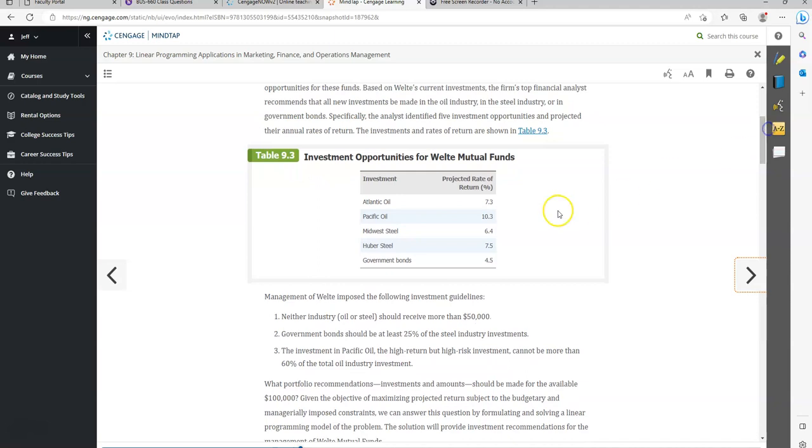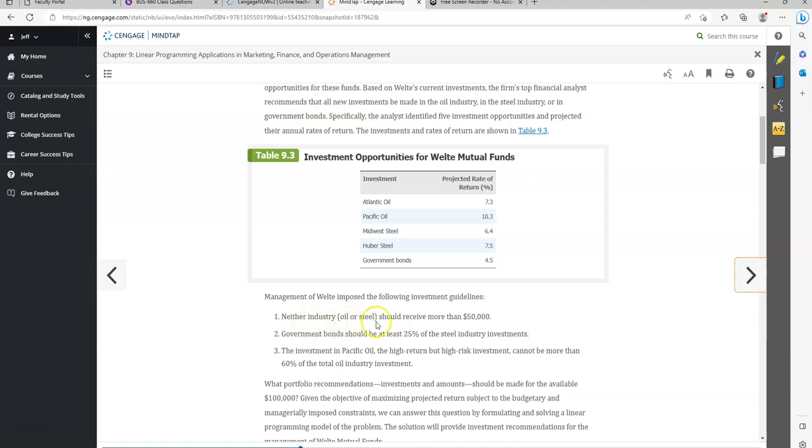So the investment opportunities are these 5 investments, and here are the projected rates of return as a percentage. Management of Welty imposed the following investment guidelines, right? So when we see guidelines, these are probably things we're going to have to turn into constraints.